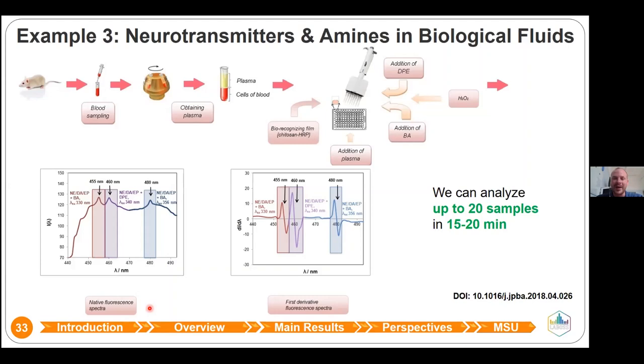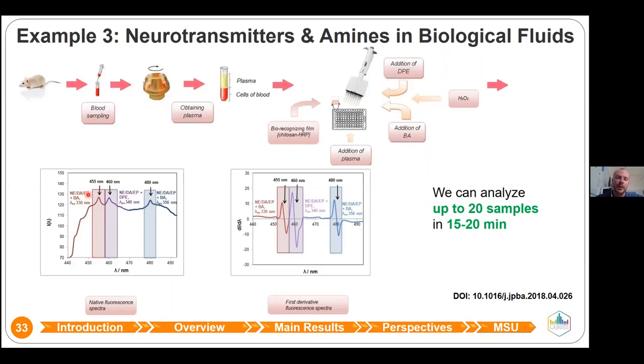Anyway, what we can do, we can separate plasma, take plasma samples. From plasma samples, we can play with this biorecognizing film based on chitosan and some tyrosinase. And we also should add some additional chemicals, compounds. And then in the presence of peroxide, we can do multiple detection of bioamines, like epinephrine, dopamine, and so on.